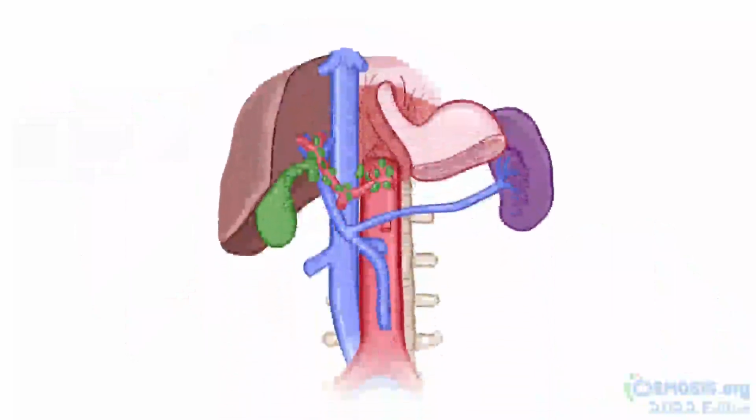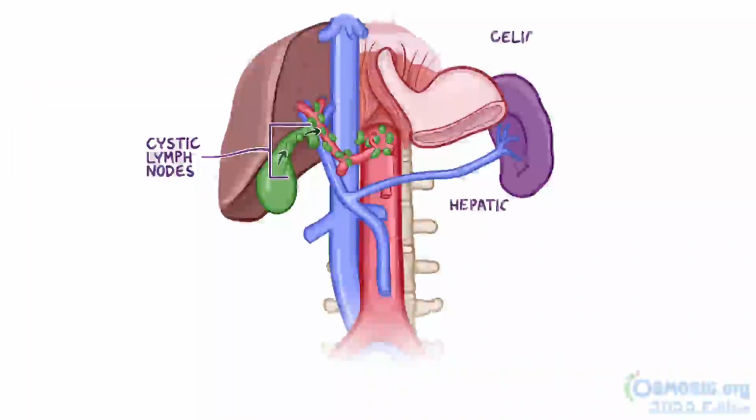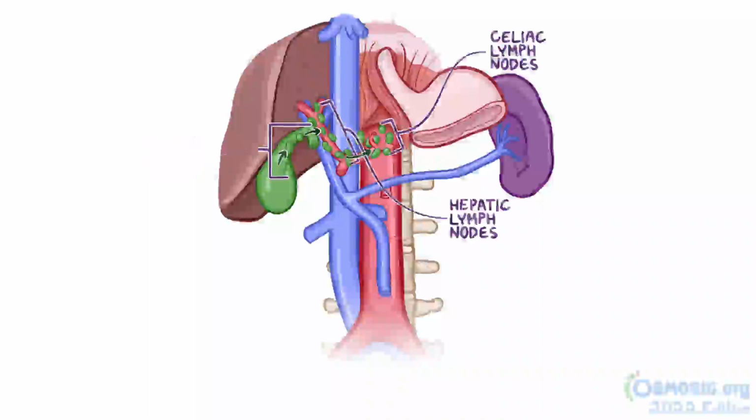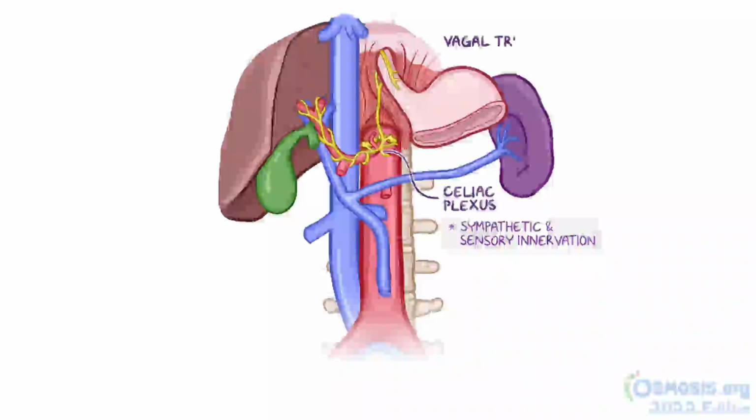Lymph from the gallbladder drains to the cystic lymph nodes located at the gallbladder's neck. In turn, these nodes empty into the hepatic and the celiac lymph nodes. The gallbladder's sympathetic and sensory innervation is provided by the celiac plexus, while the vagal trunks contribute to this plexus, providing parasympathetic innervation.